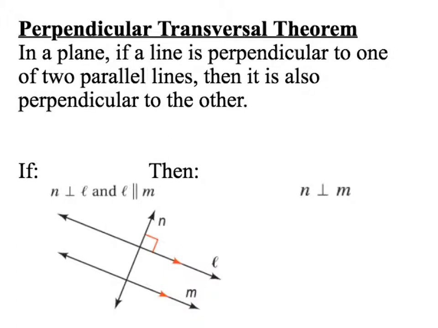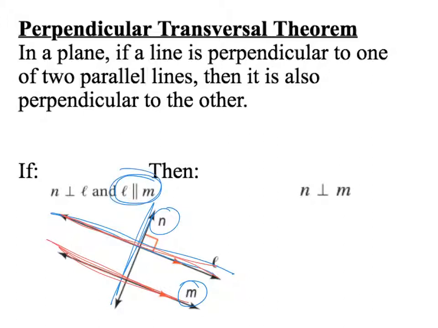And then we also have a theorem that's kind of like the opposite of what we just talked about. If we know that N is perpendicular to L, and we know that L and M are parallel, then the other two lines are also perpendicular. So M and N are also perpendicular. But you have to have that they're parallel first. You can't just state that because these are perpendicular, the others will be perpendicular. You have to have that they're also parallel.